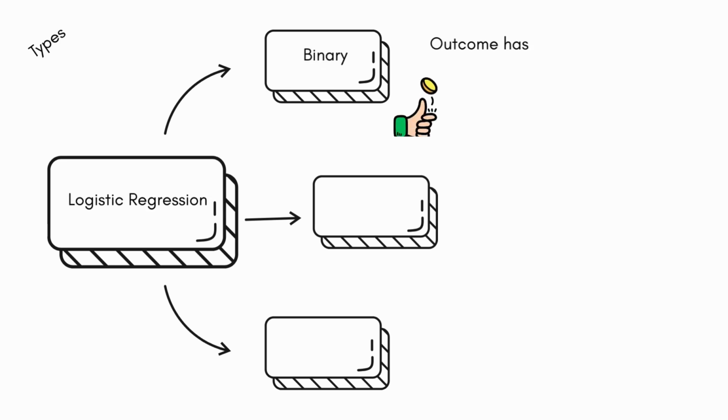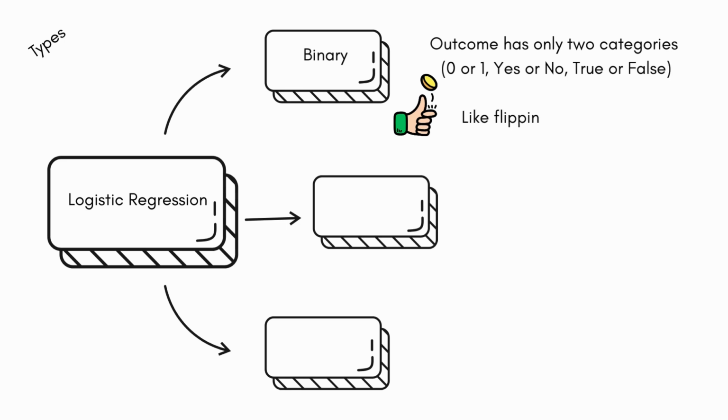Types of logistic regression. First one is binary logistic regression. Here, the outcome has only two categories, either 0 or 1, yes or no. It's like flipping a coin. Only two possible outcomes are possible.